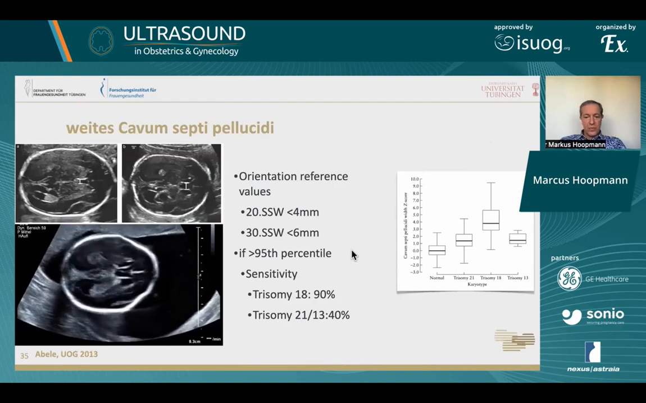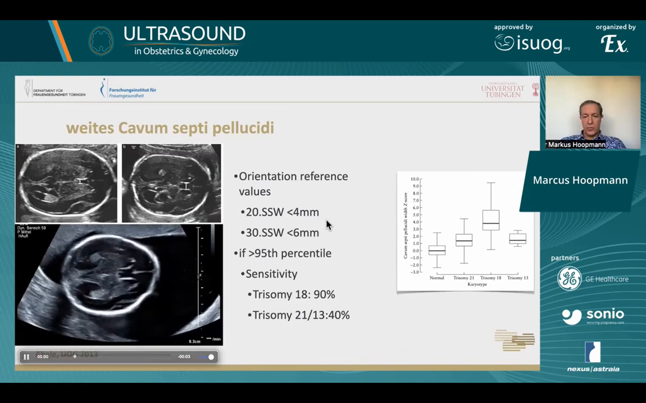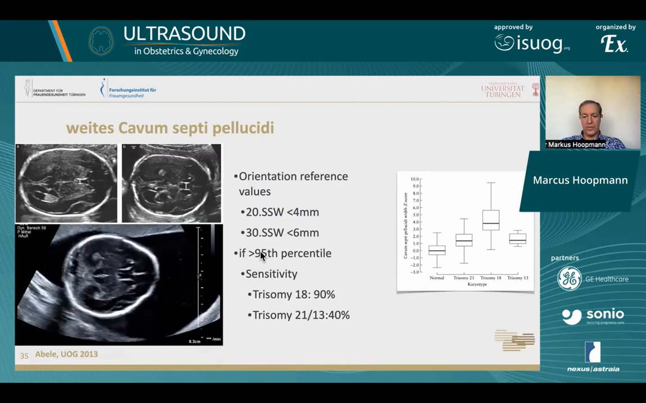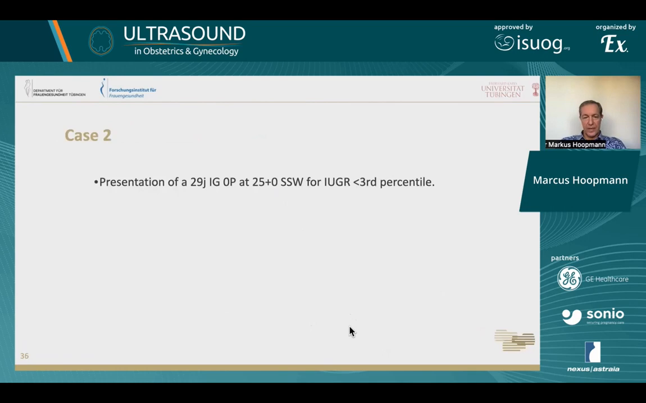Last aspect, because we mentioned it: if you look at how wide the cavum septi pellucidi is in the normal fetus at 20 weeks, it should be around 4 millimeters. If it's quite above the 95th percentile, the sensitivity for trisomy 18 is 90%. So it's a very frequent finding in trisomy 18, and in trisomy 21 and 13, it's 40% sensitivity. So now we come to the next chromosomal aberration, the next case.